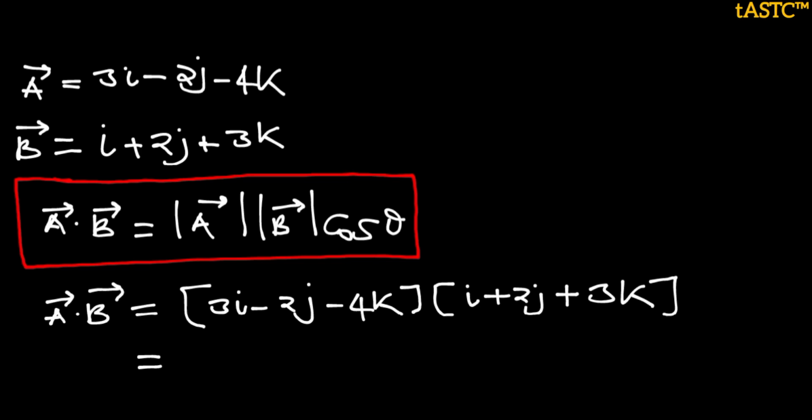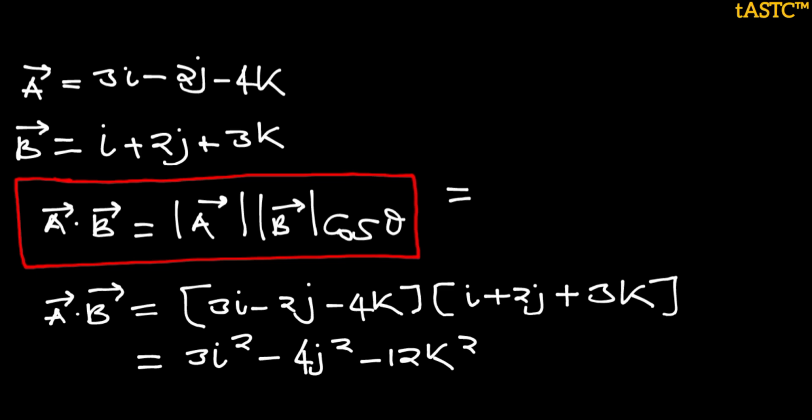First thing we need to do is take this and multiply it with this. Now 3i multiplied by i is going to give us 3i squared. This is added to negative 2j multiplied by positive 2j, which gives us negative 4j squared. On this side, we have negative 4k multiplied by positive 3k, which will be negative 12k squared.